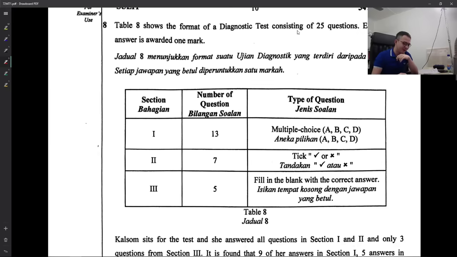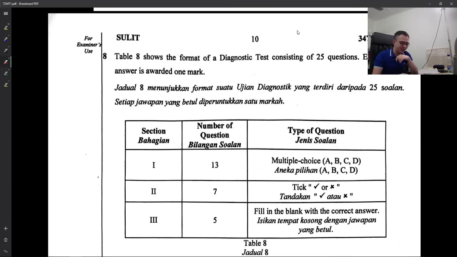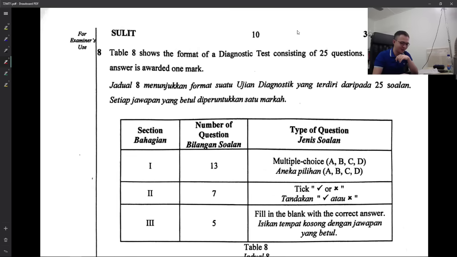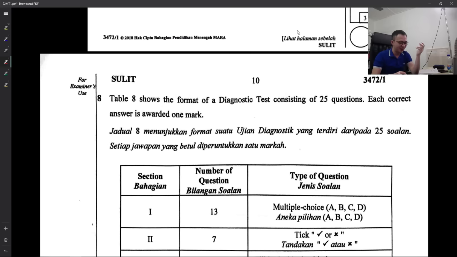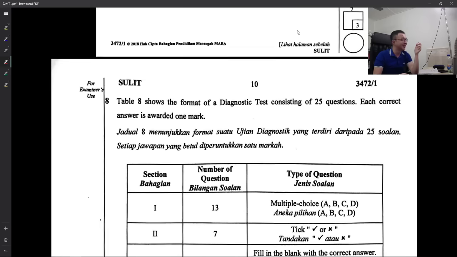Okay. This is one of the K-Bar questions which a lot of students ask me about. Yeah, so I decided to discuss over here.